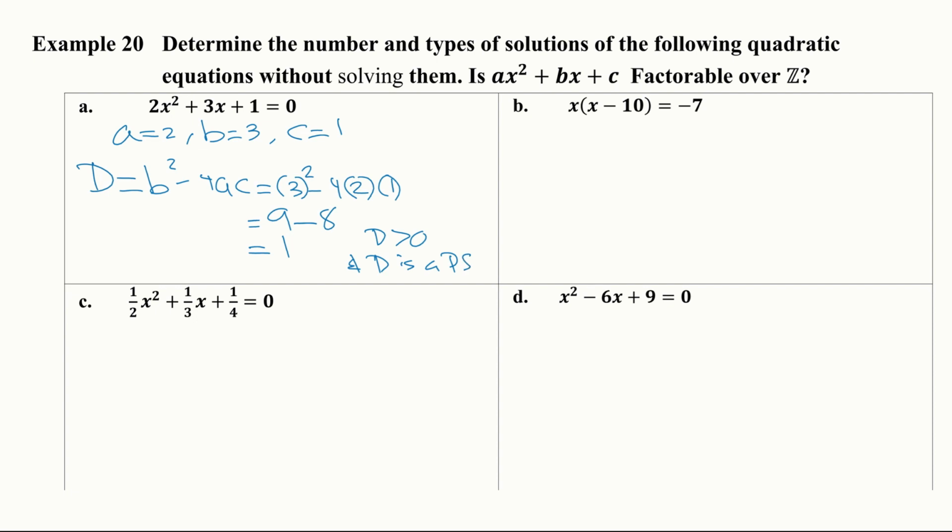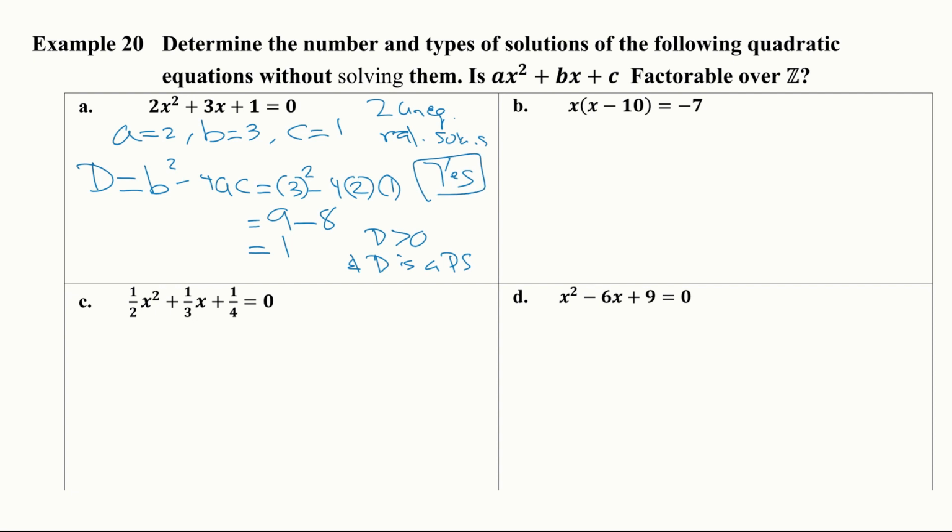So what does that category tell us? That means we're going to have what? That we're going to have two unequal rational solutions, right? And would it be factorable over Z? The answer for part A, the first part, is this. For the second part, the answer is: yes, it would have been factorable over the set of integers.